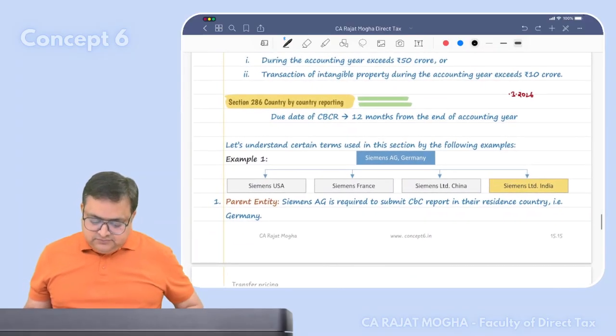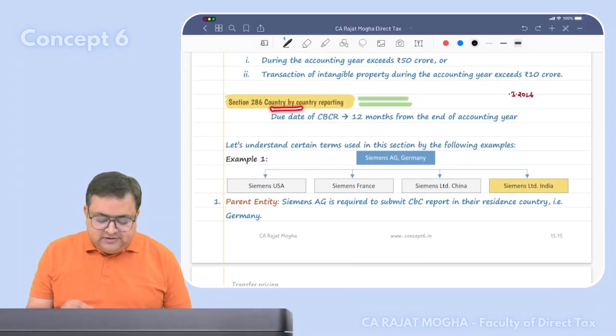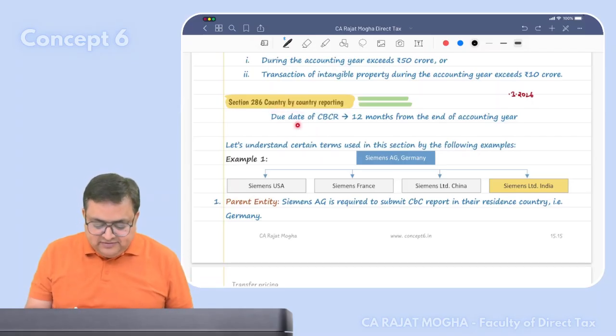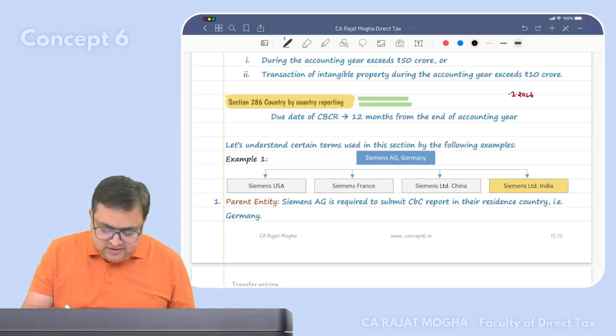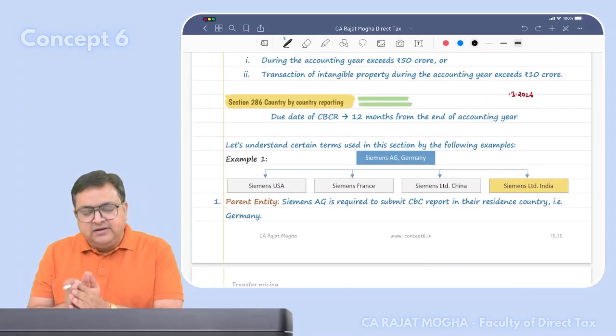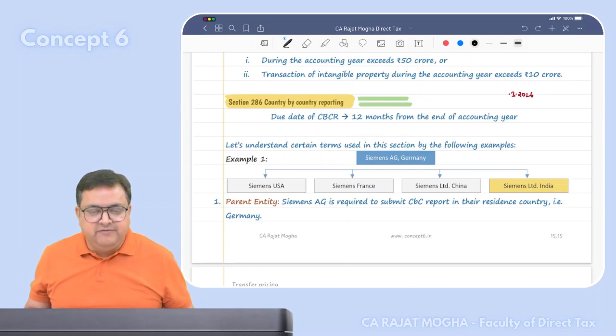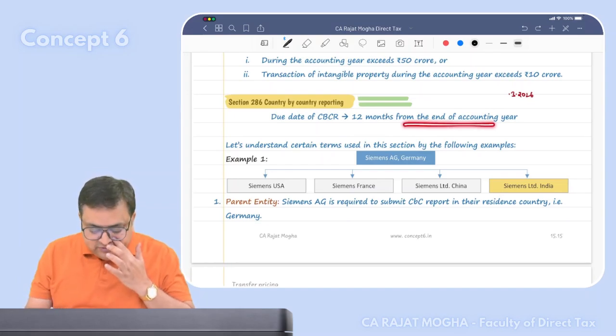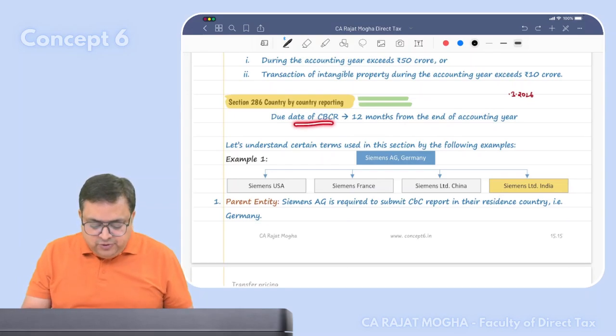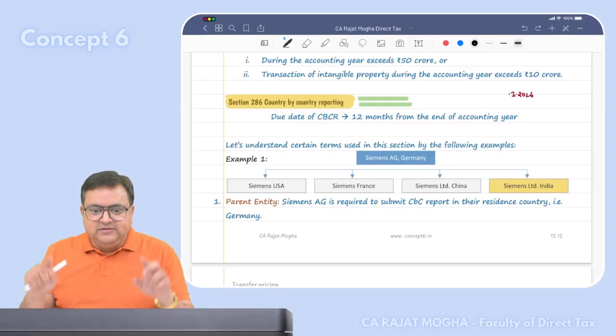Okay. Now, section 286, country by country reporting. What is the CBCR? Now understand, guys. First of all, what is the due date of CBCR? Once the year is ended, 12 months from that. So 12 months from the end of the relevant year, right? So we will use the word accounting year again. So the due date of CBCR is 12 months from the end of the accounting year. Let us understand what is CBCR.